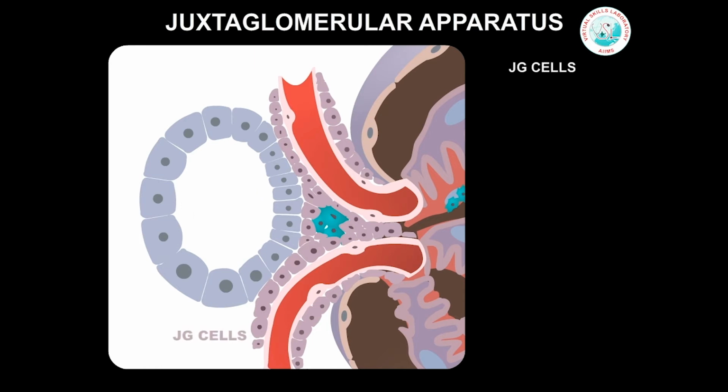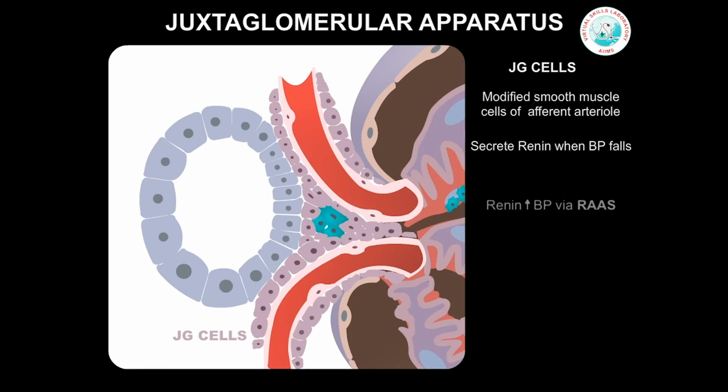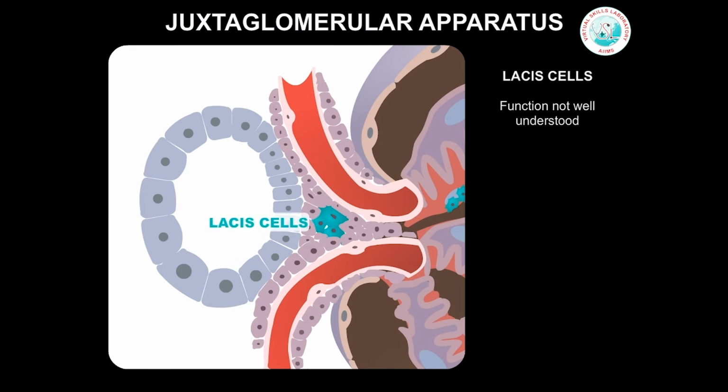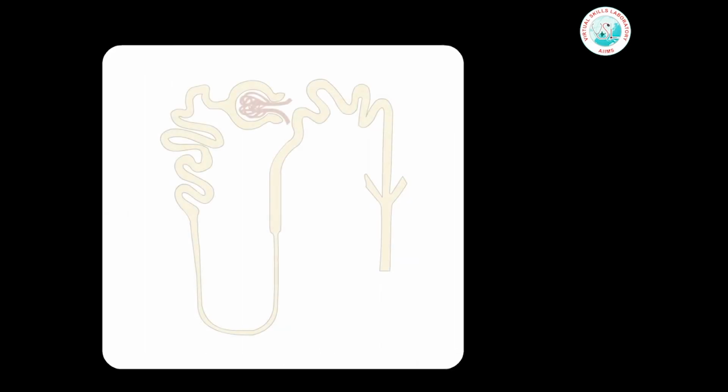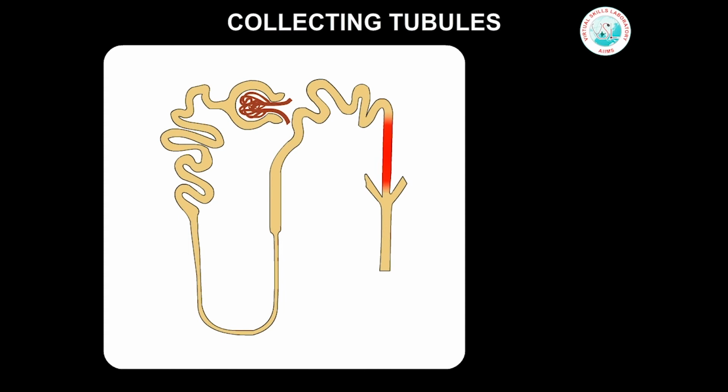The juxtaglomerular cells are modified smooth muscle cells of the afferent arteriole. They secrete renin when the blood pressure in the afferent arteriole falls. Renin increases blood pressure via the renin-angiotensin-aldosterone system. The exact function of the Lacis cells is not well understood till date. After the DCT comes the collecting tubules. Urine passes from the distal convoluted tubule to the collecting tubules, also called the ducts of Bellini, the last part of each nephron. These collecting tubules join each other to form larger collecting ducts that empty into the minor calyces.